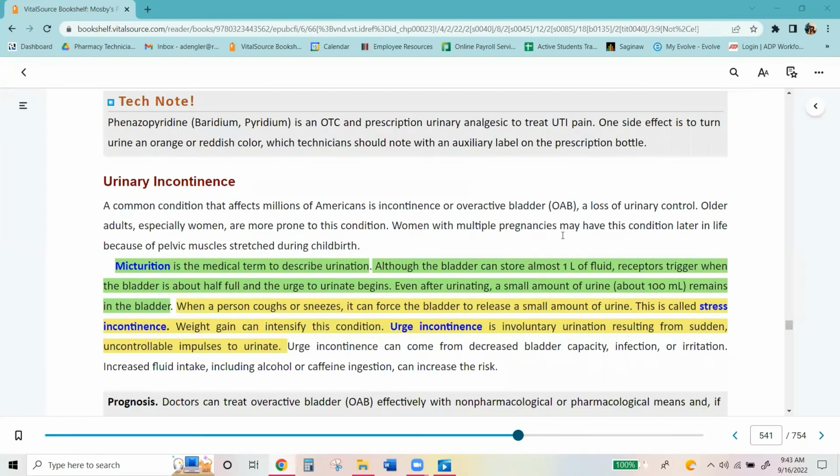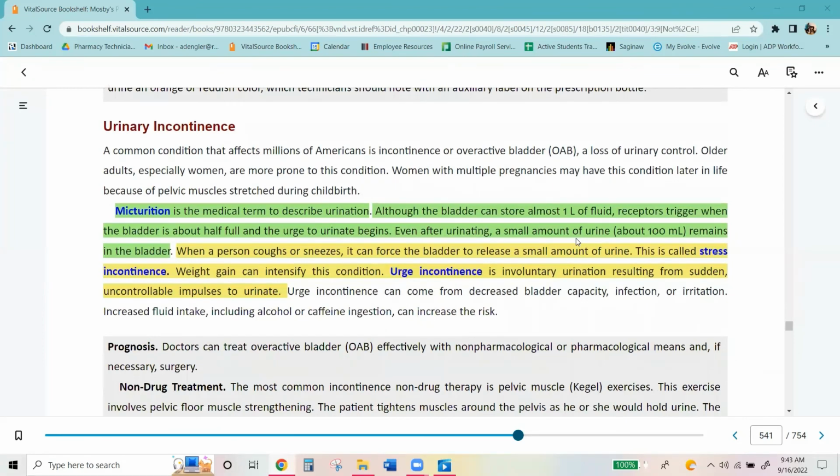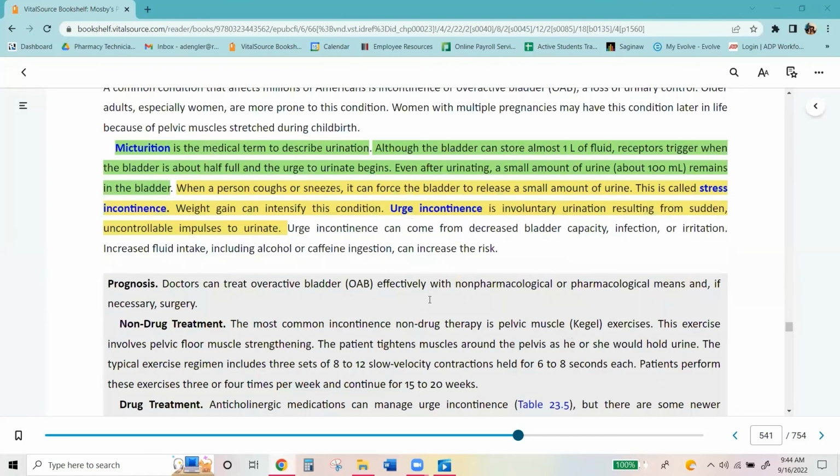Although the bladder can store almost 1 liter of fluid, receptors trigger when the bladder is about half full and the urge to urinate begins. Even after urinating, a small amount of urine, about 100 ml, remains in the bladder. When a person coughs or sneezes, it can force the bladder to release a small amount of urine. This is called stress incontinence. Weight gain can intensify this condition. Urge incontinence is involuntary urination resulting from sudden, uncontrollable impulses to urinate.